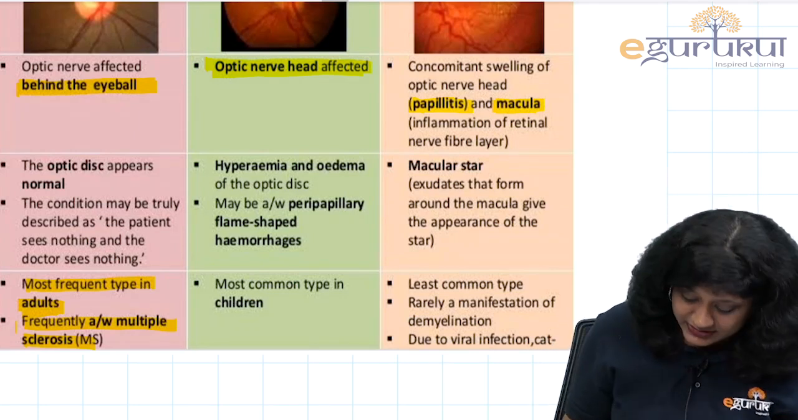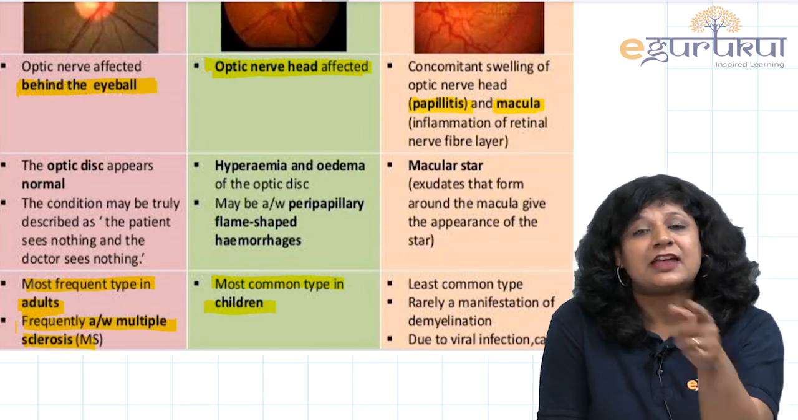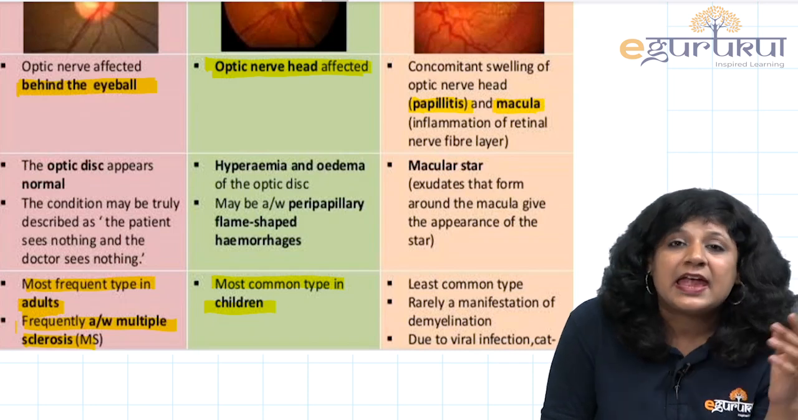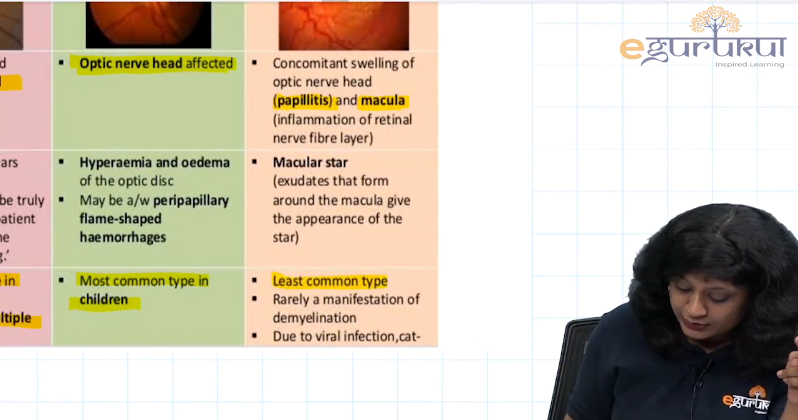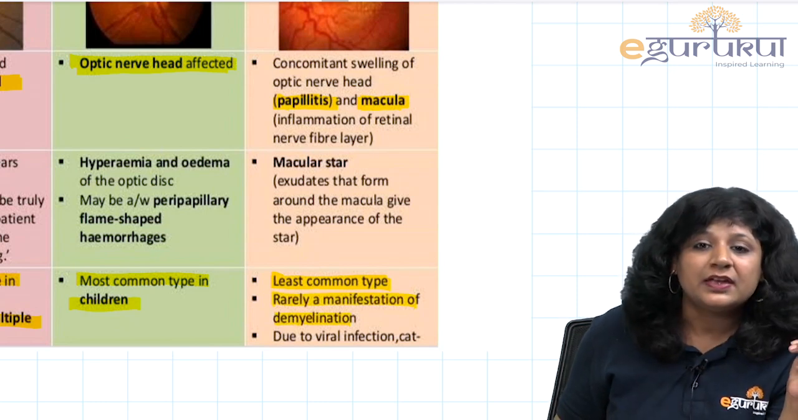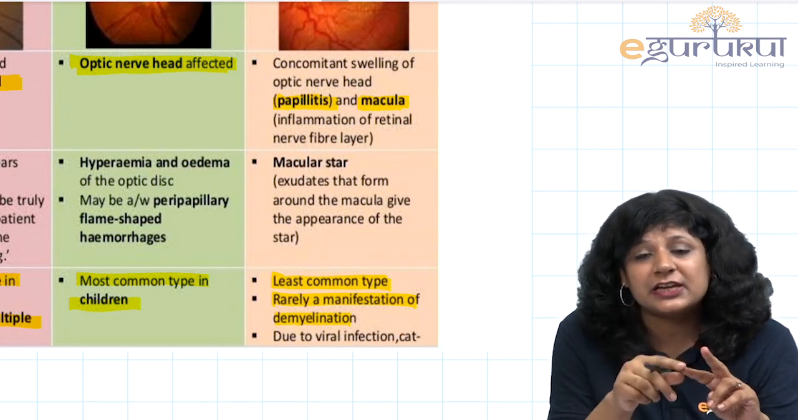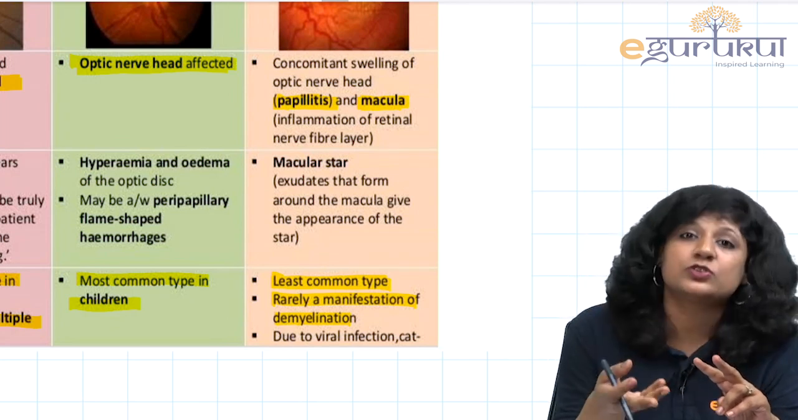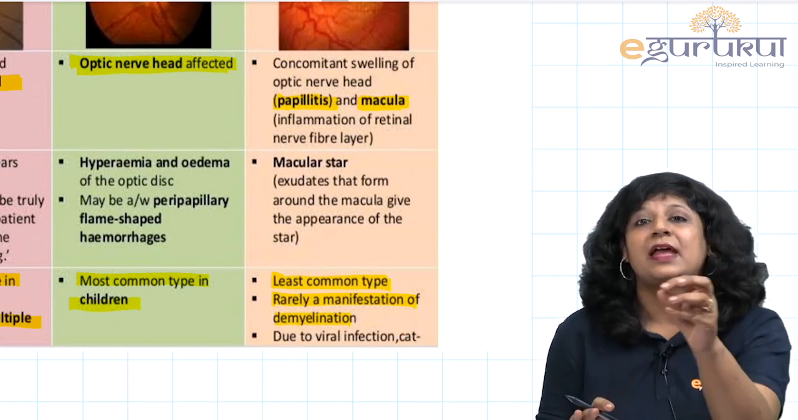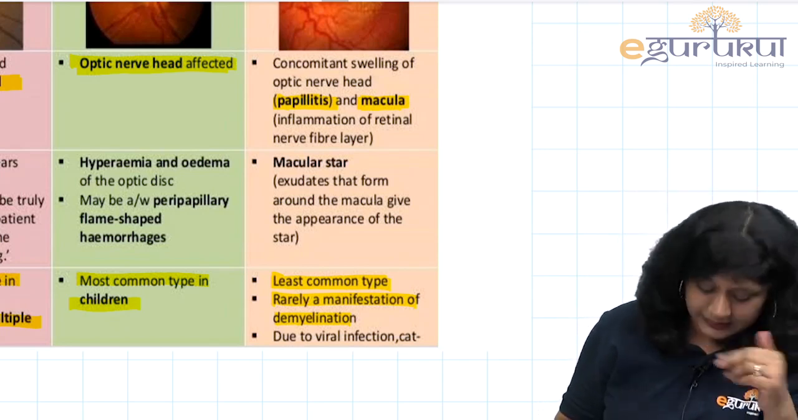While papillitis is most common in children. So if I give you the same symptoms and I say it is a 5-year-old child, then obviously you will think about papillitis. And third, least common, is neuroretinitis. It is rarely a manifestation of demyelination, right? So this means that if you are getting a question on multiple sclerosis, or on optic neuritis, only when you get typical evidence of a macular star, only then you have to think about neuroretinitis. This should be very, very clear.